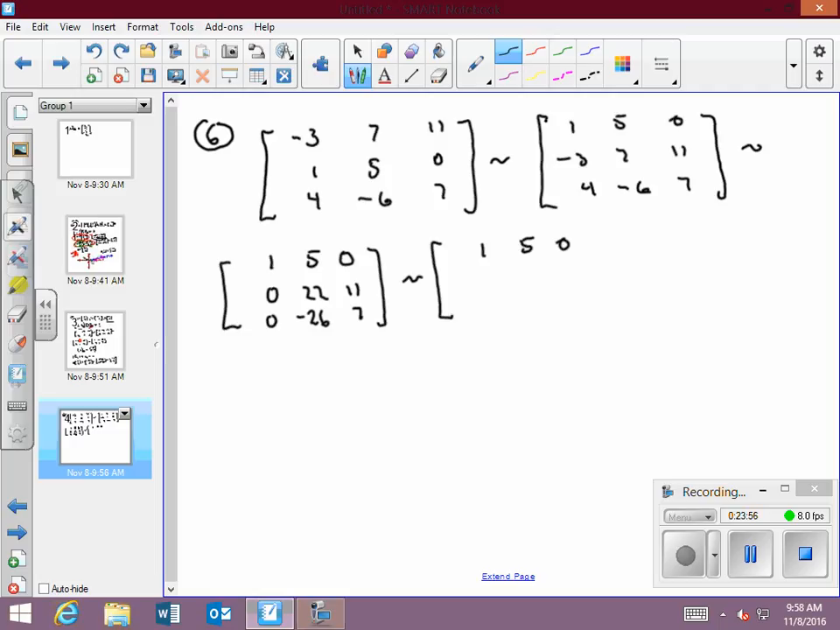Going to be the best way to do this. 0, and if I take 22 fifths negative, correct? No, I don't want to do that. I'll divide that thing by 22, so I'll get 1 and 1/2.